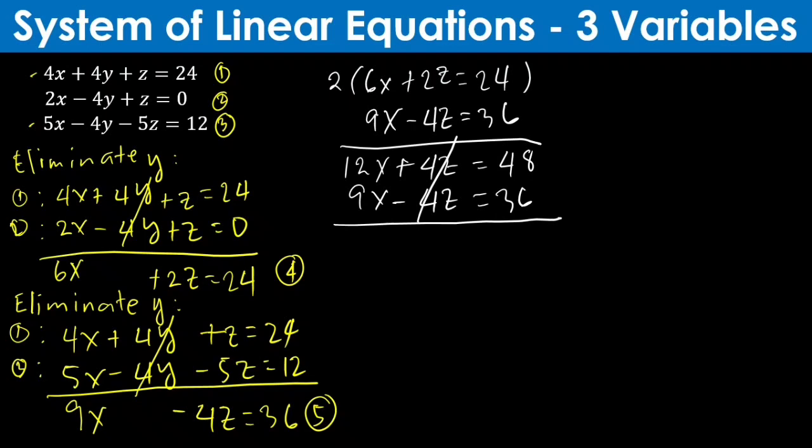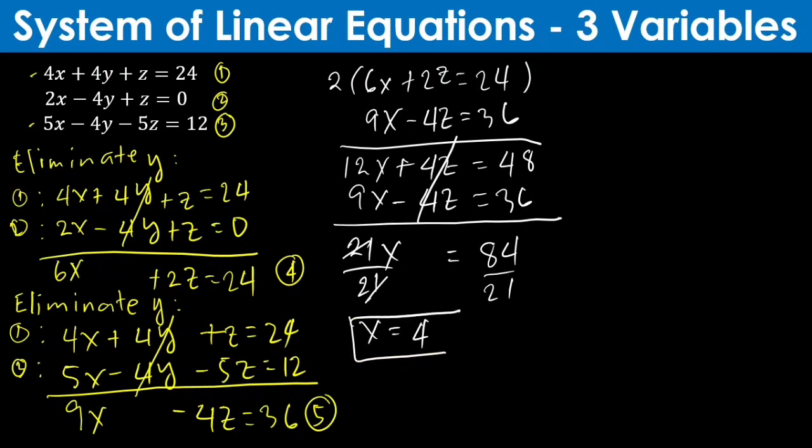Now we add the coefficients of our x. That's 21x. This is equal to 84. Now we divide 21 both sides. That gives us x equals 4. Okay, now we already know the value of our x, and we can plug it in, or we can substitute it to equation number 4, equation number 5 to solve our z.